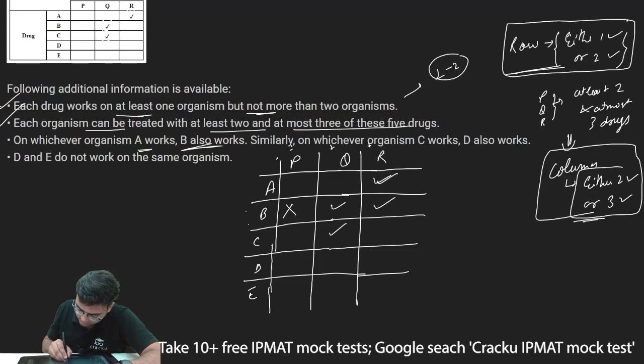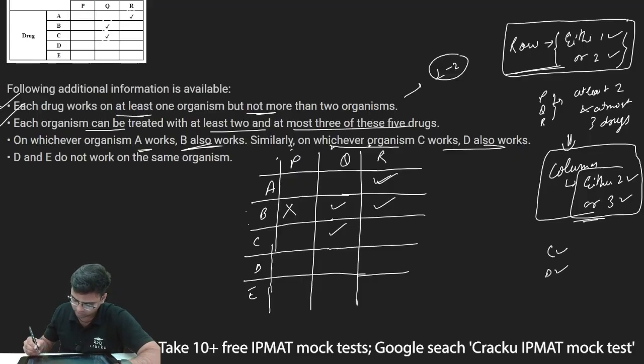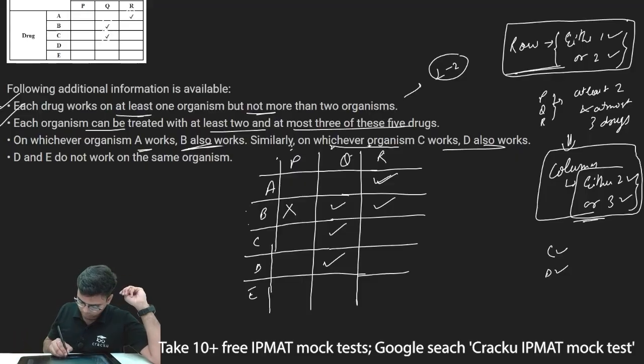Similarly, it is further given that on whichever organism C works, D also works. So I can see for organism Q, drug C is working, and it is given that D will also work. So C and D both are working on Q. Now each column can have either 2 ticks or 3 ticks, because each organism can be treated by either 2 or 3 drugs. So I can put a cross over here, that Q cannot be treated by A or E, because it is at least 2 and at most 3 drugs.